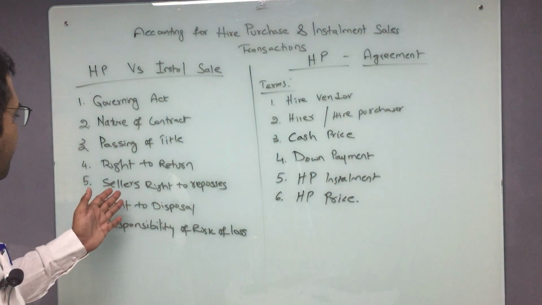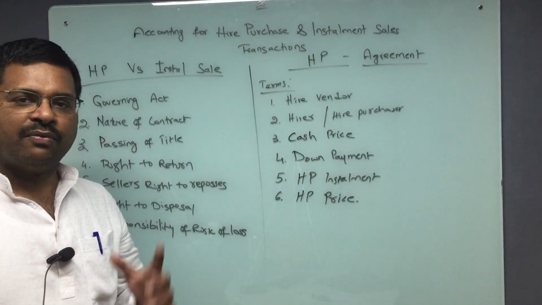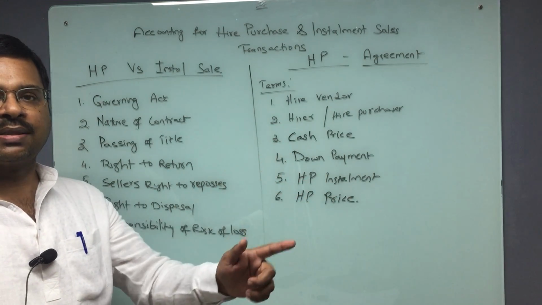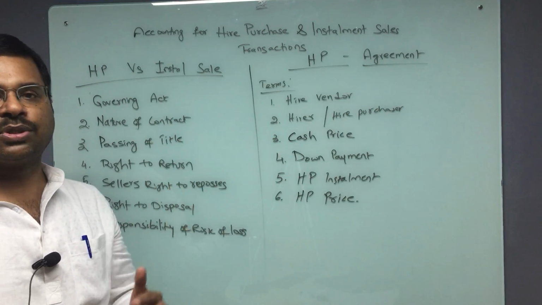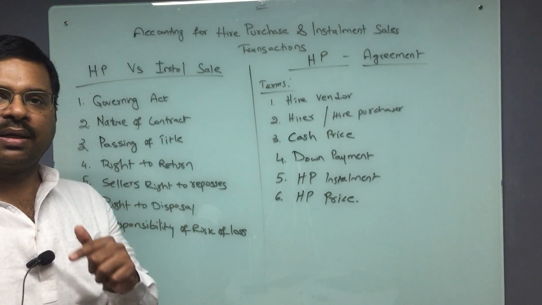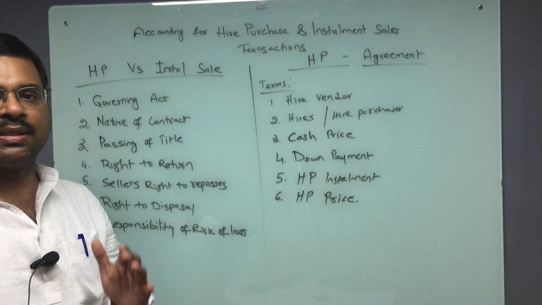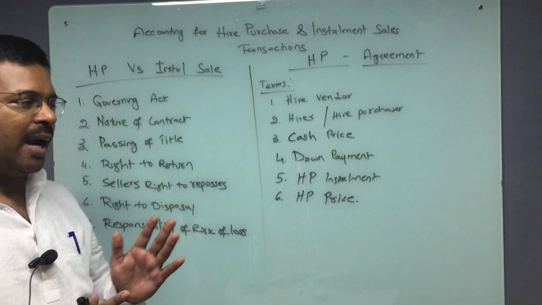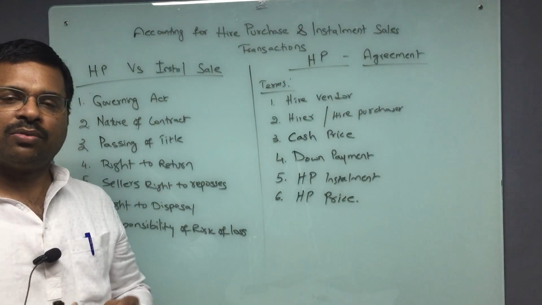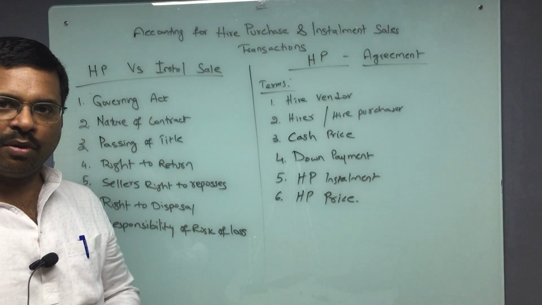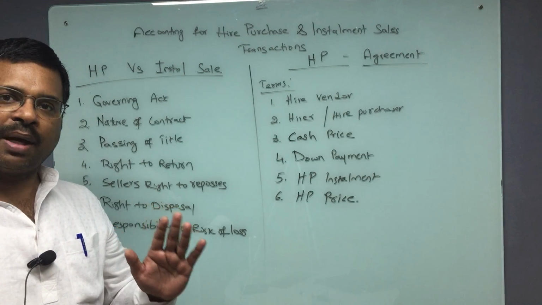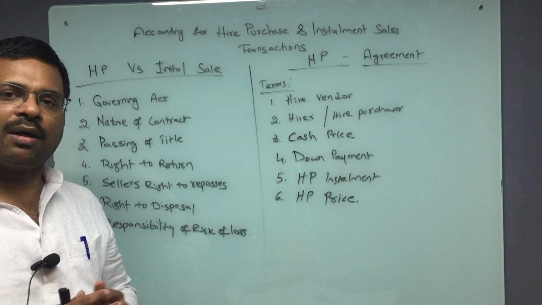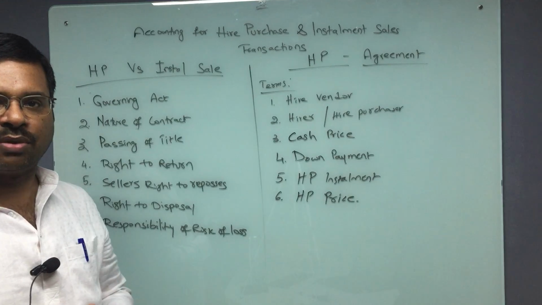And coming to the seller's right to repossess, where the ownership is not transferred, the right remains with the seller, and hence the seller will always have the right to take repossession of the goods. Suppose the buyer defaults on any installment, it is available in case of hire purchase because the ownership still lies with the seller. And in case of installment sale, the ownership is transferred to the buyer, so the seller cannot take repossession of the goods.